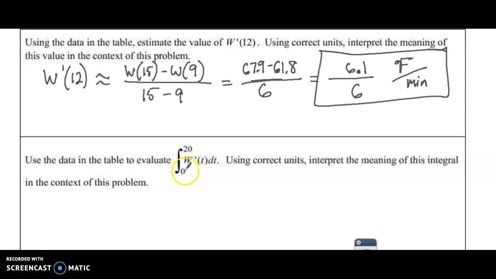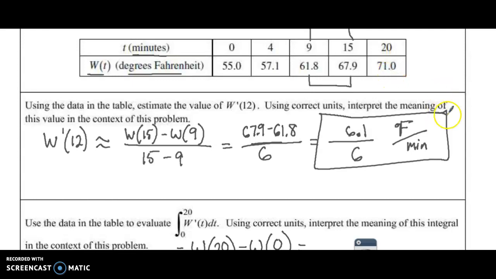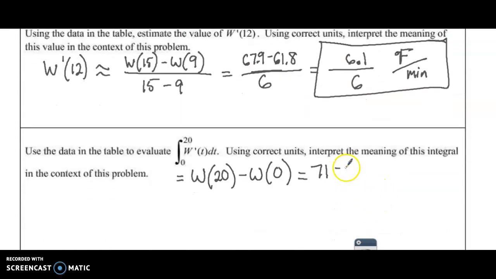If we want the integral from 0 to 20 of W prime of T dt, basically what that's saying is asking you to do W of 20 minus W of 0. So in our problem, 71 minus W of 0, which was 55. If you can do that in your head, 71 minus 10 would be 61, minus 6 would give me 16. This is just degrees Fahrenheit.